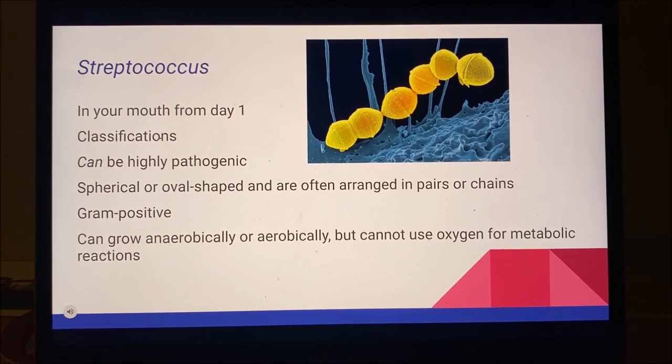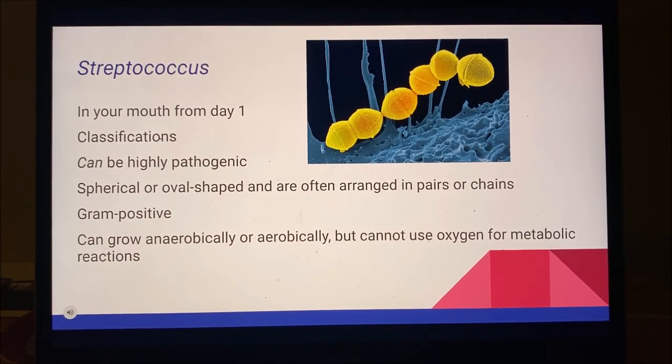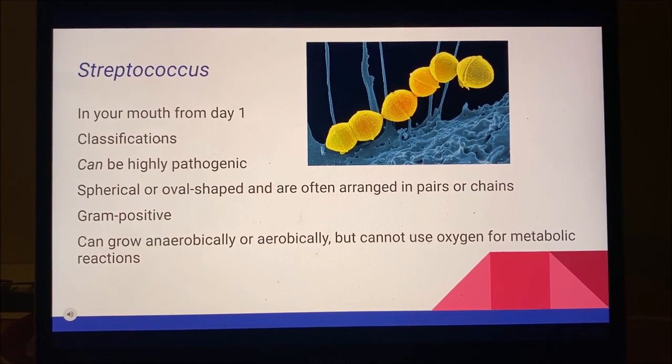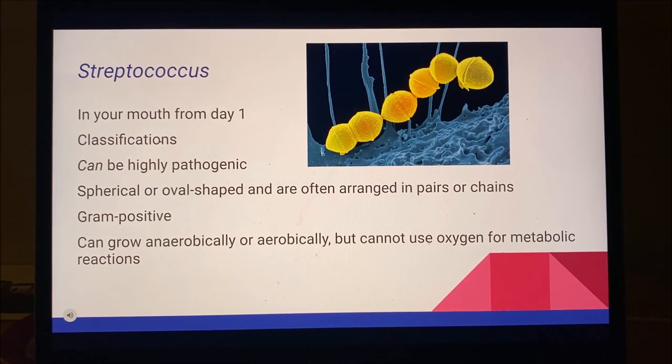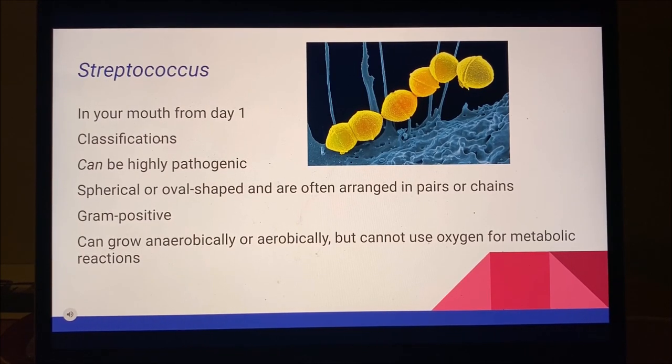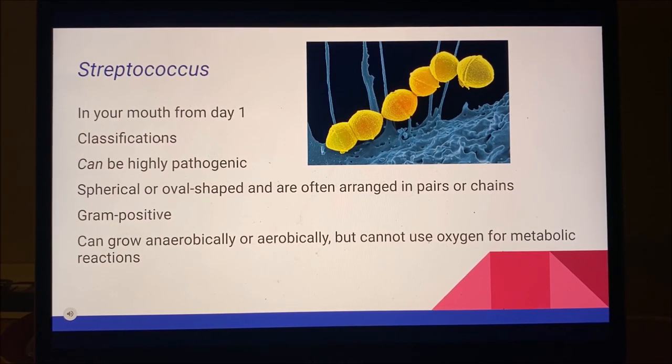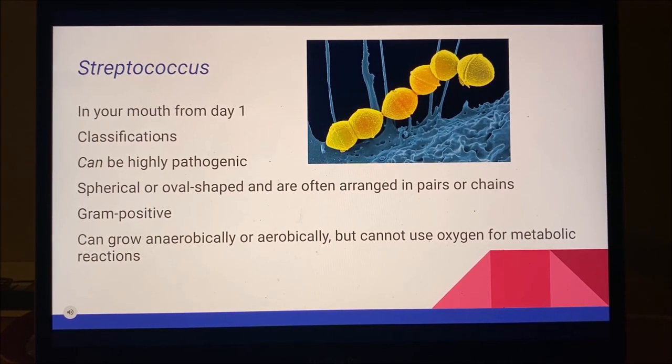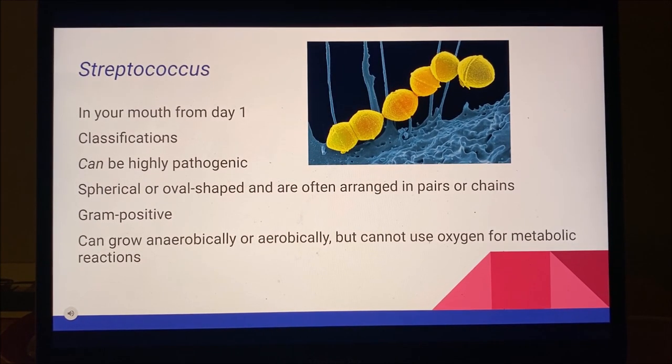Streptococci are classified based on their hemolytic, serologic, physiological, and genetic similarities. Streptococci are divided into 6 phylogenetic groups: Anginosus, Bovis, Mitis, Mutans, Pyogenic, and Salivarius. Many Streptococci are members of the normal human microbiota. However, some are highly pathogenic. For example, Streptococcus pyogenes can cause the infamous strep throat, and Streptococcus mutans is known to cause cavities and tooth decay.